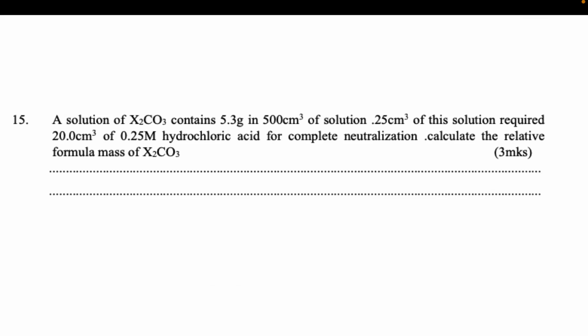15. A solution of X2CO3 contains 5.3 grams in 500 cc of solution. 25.0 cc of this solution required 20.0 cc of 0.25 M hydrochloric acid for complete neutralization. Calculate the relative formula mass of X2CO3. 3.